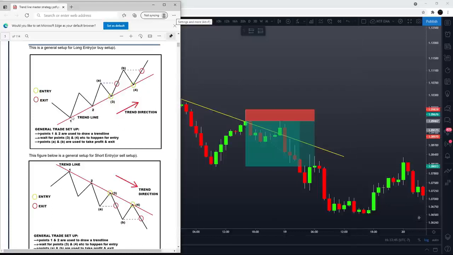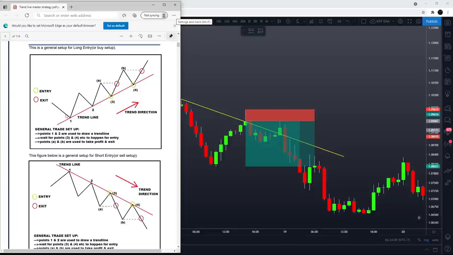So here you can see that in general, we're looking for points 1 and 2. In an uptrend, we need points 1 and 2 to draw our trend line, and then any other touches down are where we can take a position. For an uptrend, we're looking for 2 troughs. In a downtrend, we're looking for 2 peaks.